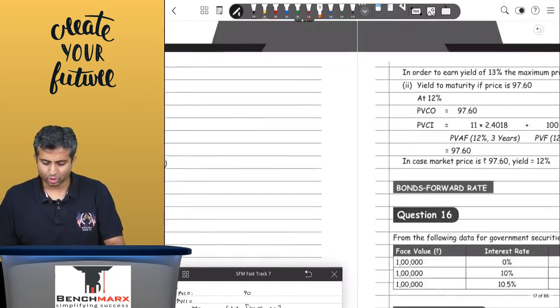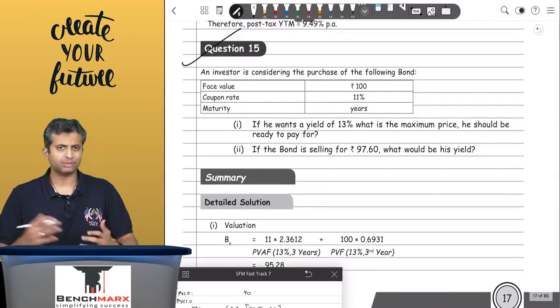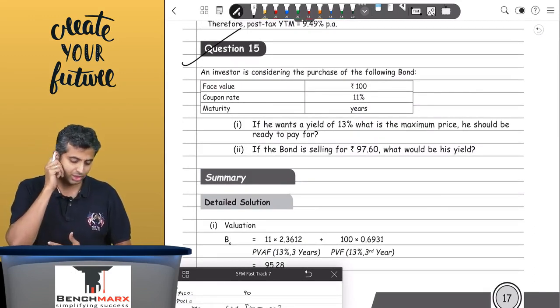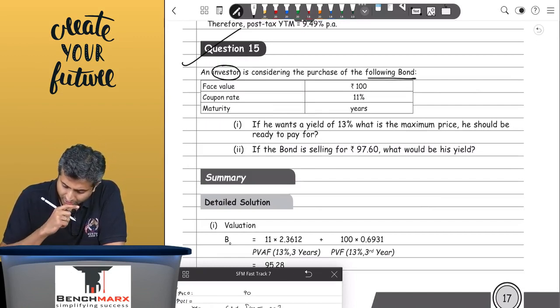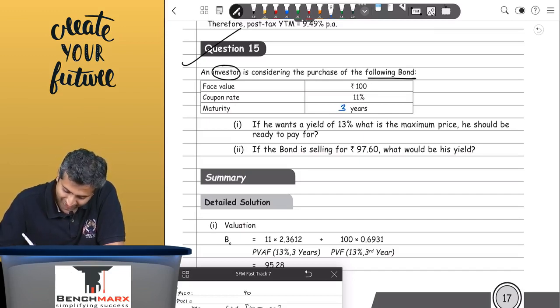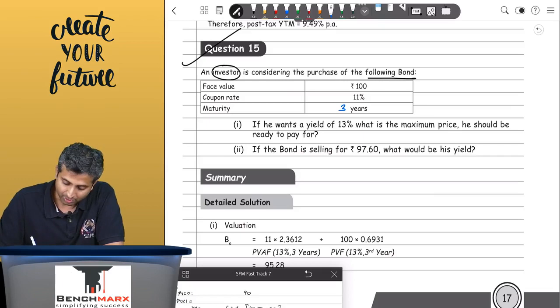And I guess we'll go to the last question for the day, which is question number 15. This by and large covers a lot of concepts on yield to maturity. So let us quickly wrap up question number 15. An investor is considering the purchase of the following bond. Face value is 100, coupon rate is 11, and maturity, the most important number, 3 years. If he wants a yield of 13%, what is the maximum price he should be ready to pay? Well, that is the present value of future cash flows.